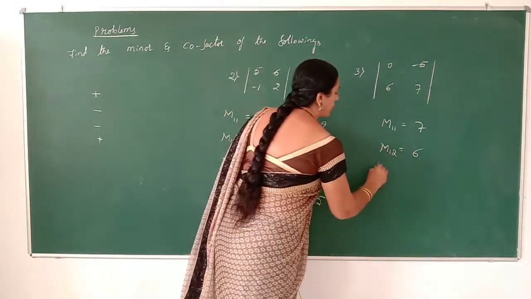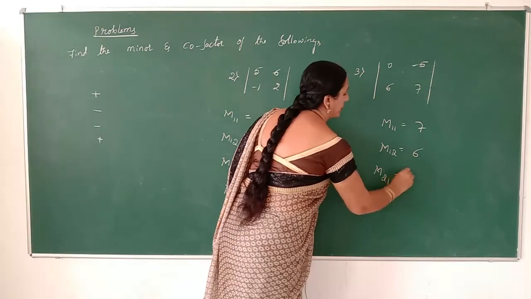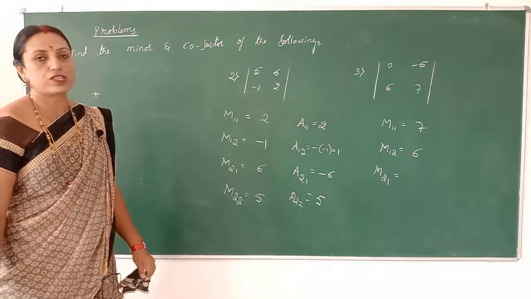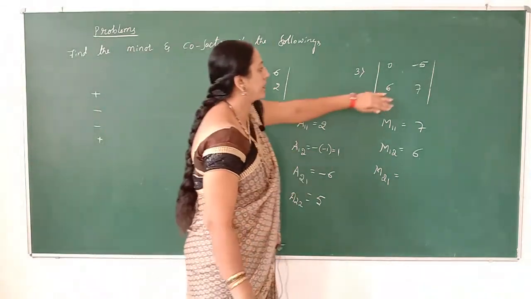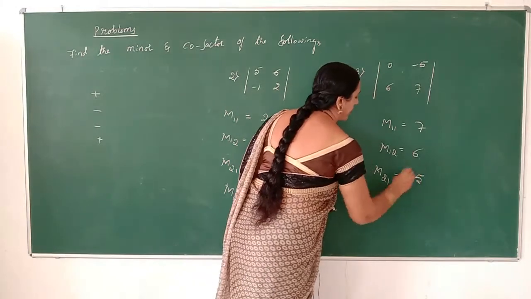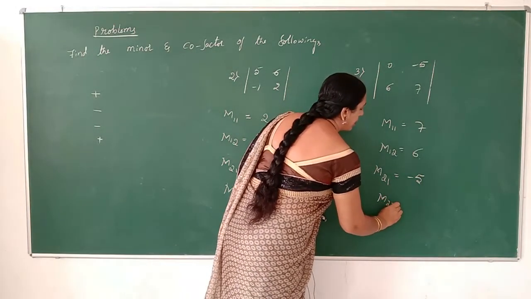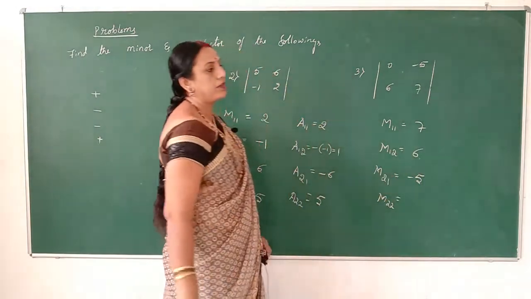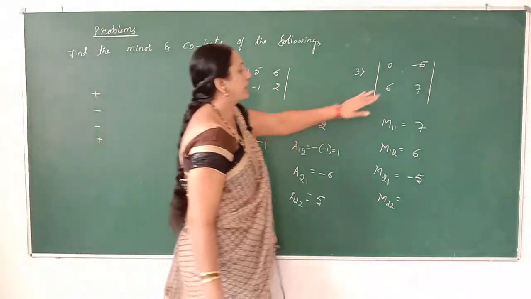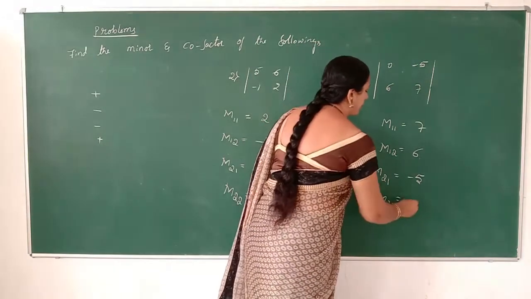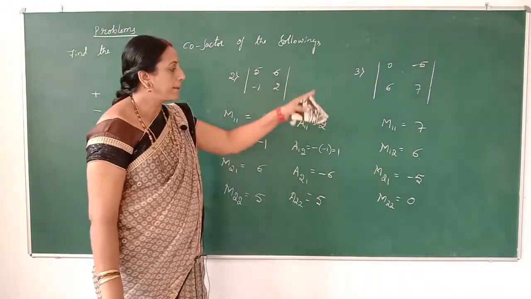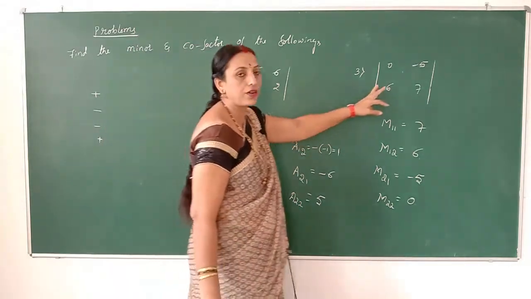And the next one is M21. M21 means the element in second row, first column, and these elements are neglected, and the remaining element is nothing but minus 5. And the last one is M22, the element of second row, second column, and these elements are neglected, and the remaining will be equal to 0. Therefore, these are called the minors of each element of the determinant.